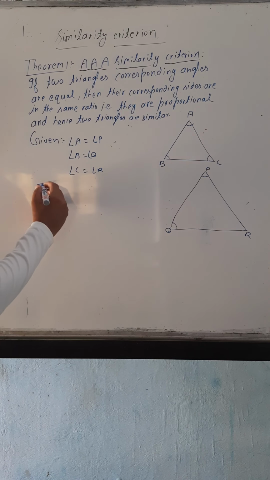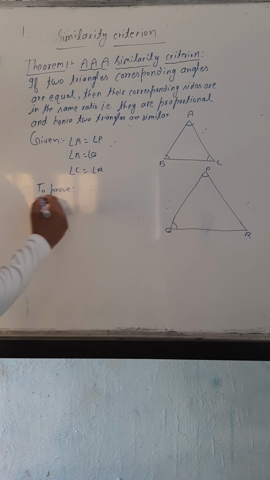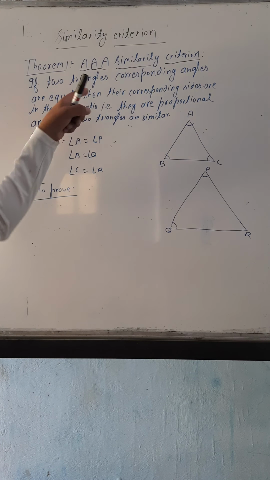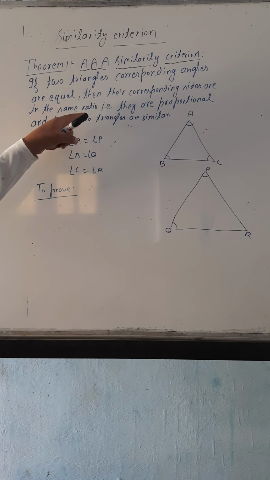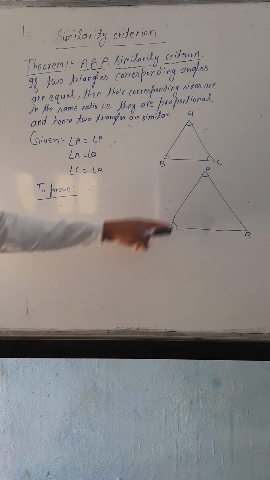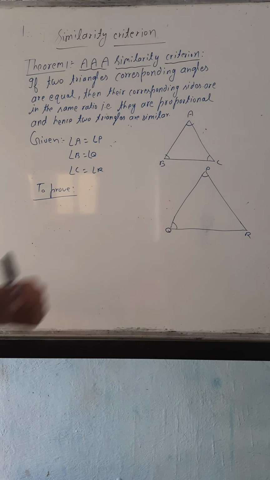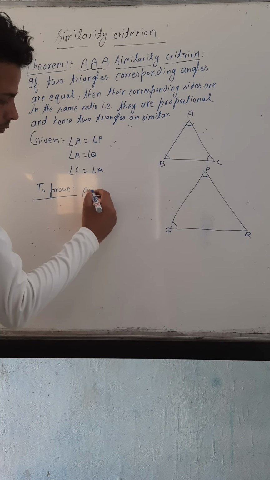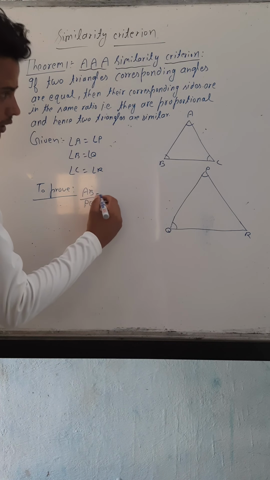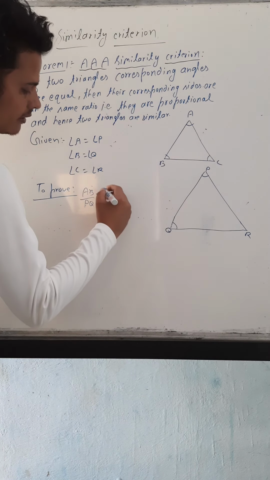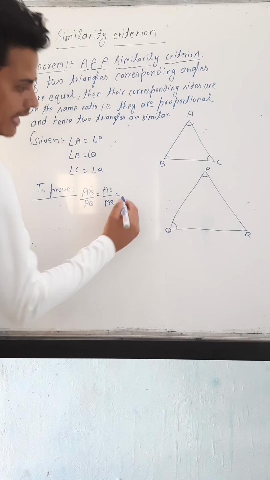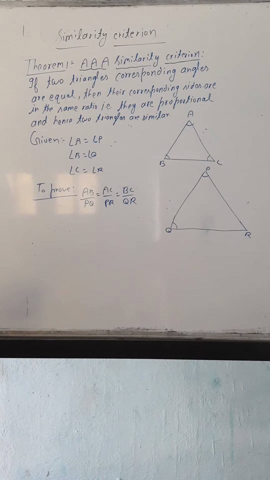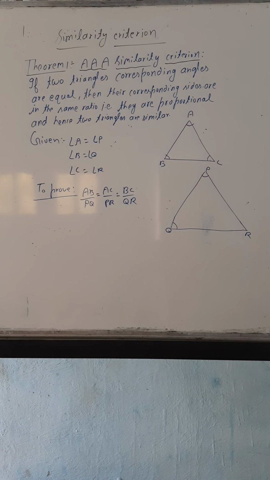What you have to prove? To prove: the corresponding sides are in the same ratio. So you have to prove this side by this side equals this by that, which is equal to this by that. That is, you have to prove AB by PQ equals AC by PR, and it equals BC by QR. This you have to prove.